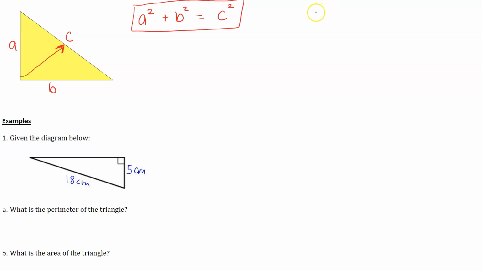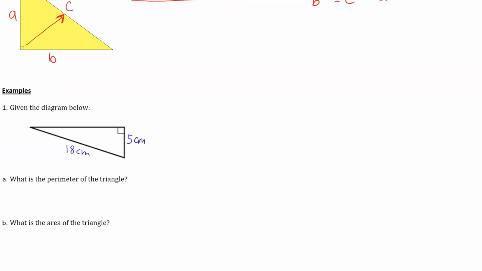But sometimes we might want to find one of the shorter sides, and in that case, you simply rearrange the formula so that you would have a squared is equal to c squared minus b squared. Or if you were trying to work out b, you would get b squared equals c squared minus a squared. So the important point is, if you're trying to find one of the shorter sides, you take the hypotenuse squared and subtract from it the other side squared. So let's look at a couple of examples.